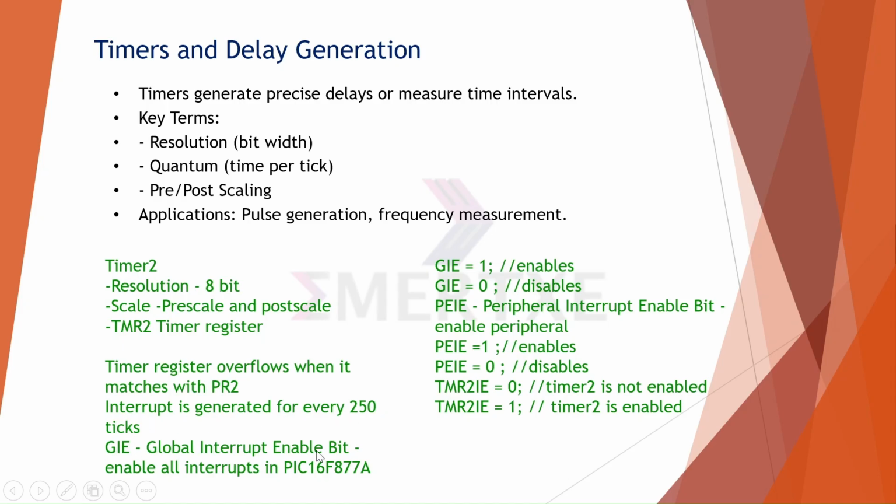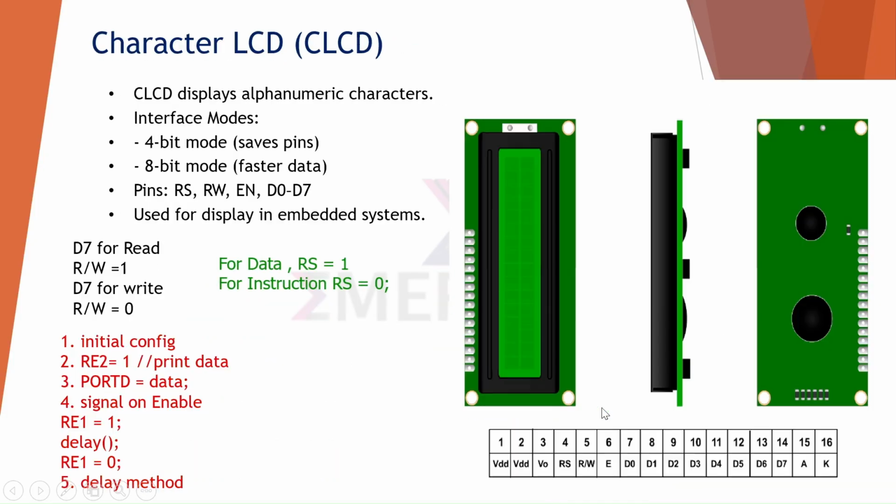The GIE, global interrupt enable bit, enables all interrupts in the PIC16 microcontroller. GIE equal to 1 enables, and GIE equal to 0 disables them. PEIE is the peripheral interrupt enable bit, which we also have to enable. Then we have the timer enable bit: TMR2IE equal to 0 means Timer 2 interrupt is not enabled, and TMR2IE equal to 1 means Timer 2 interrupt is enabled.